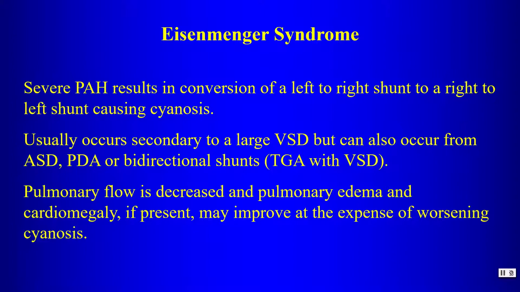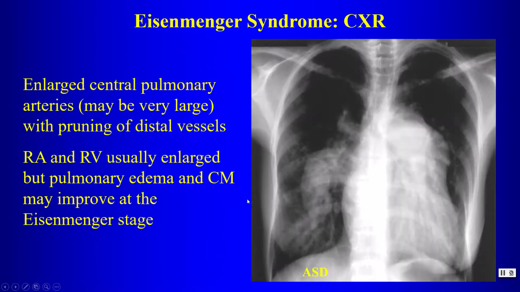Patients with transposition also have a VSD. Now, when in the Eisenmenger stage, the pulmonary blood flow can actually be decreased, and if there is pulmonary edema and cardiomegaly, it might improve, but at the expense of worsening cyanosis, since we are converting a left to right shunt into a right to left shunt.